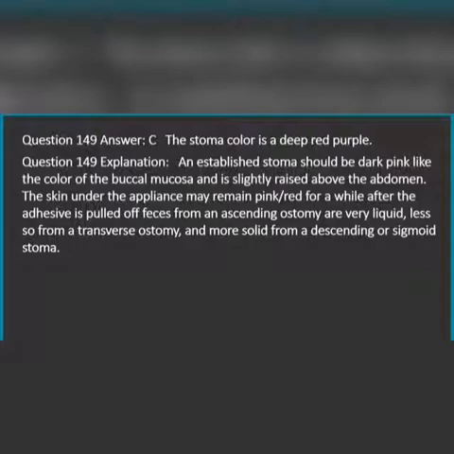Question 149. Answer, C. The stoma color is a deep red purple. Question 149. Explanation. An established stoma should be dark pink, like the color of the buccal mucosa, and is slightly raised above the abdomen. The skin under the appliance may remain pink or red for a while after the adhesive is pulled off. Feces from an ascending ostomy are very liquid, less so from a transverse ostomy, and more solid from a descending or sigmoid stoma.